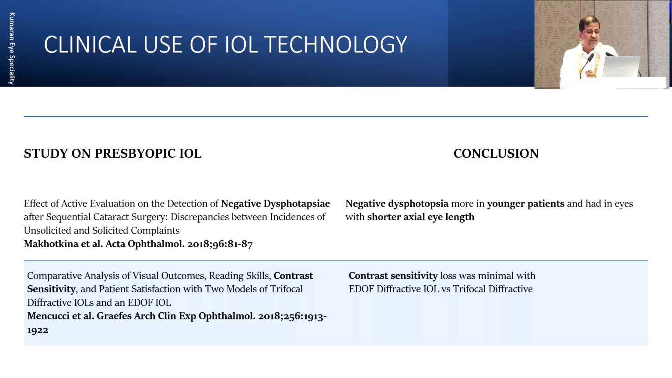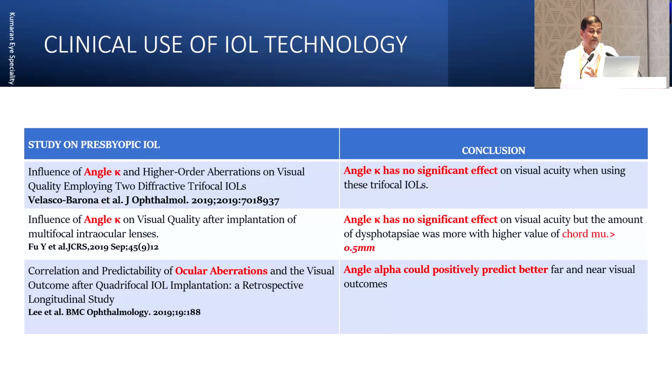Then there's an interesting study which shows that negative dysphotopsia is more in younger patients and shorter axial lengths. So whenever you're going to implant a presbyopia-correcting IOL in a younger patient with a shorter axial length, you have to be really careful. You have to have a lot of chat time explaining the pros and cons. Contrast sensitivity loss is definitely there in all these lenses, but it is minimal with EDOF lenses when compared with the trifocal lenses.